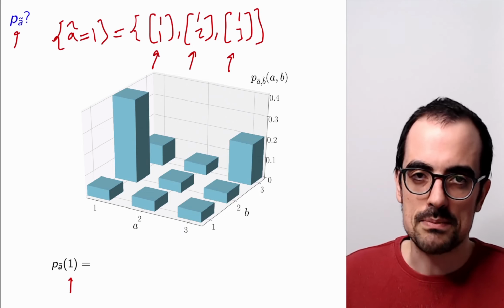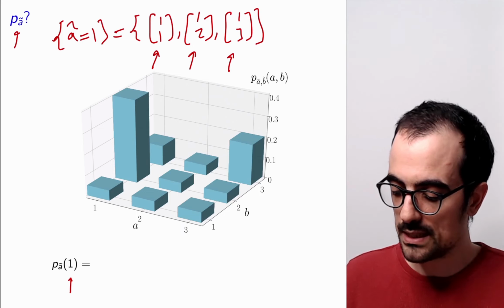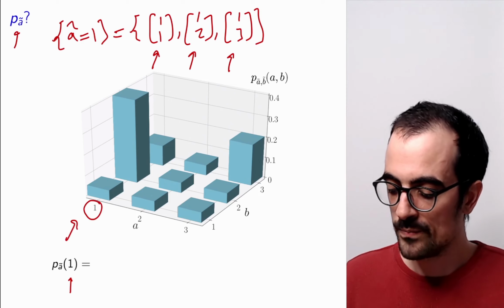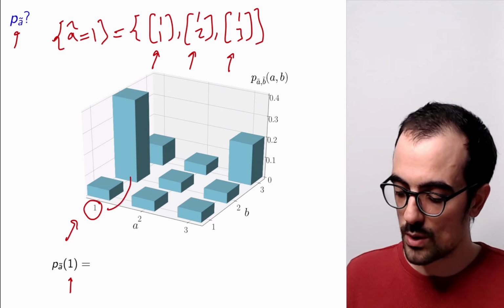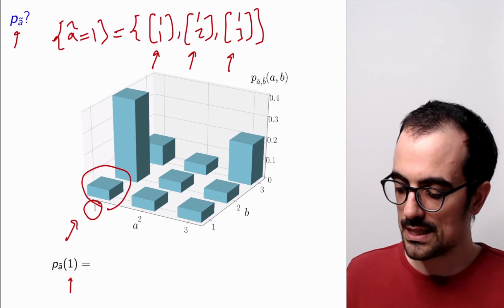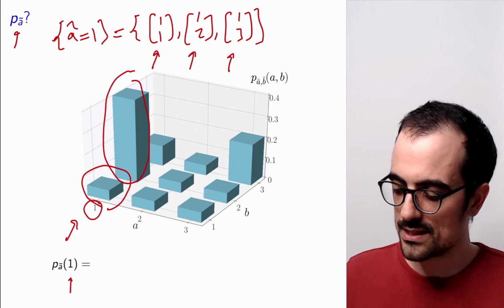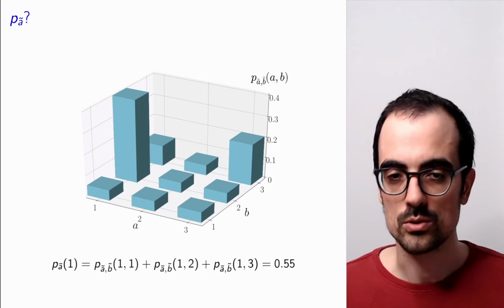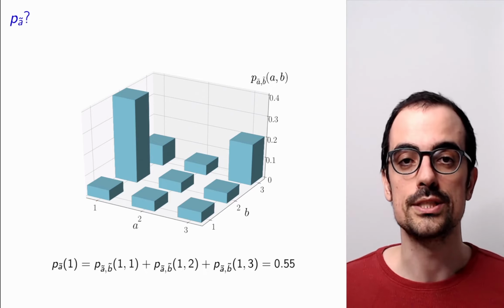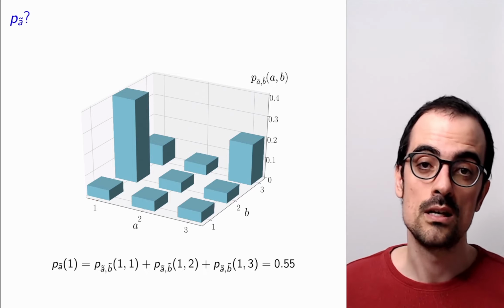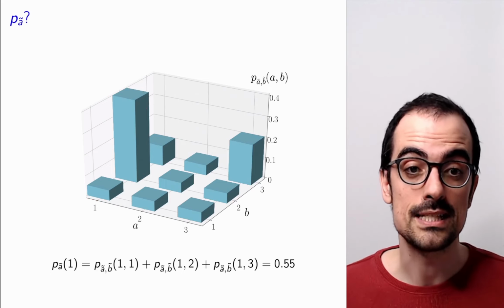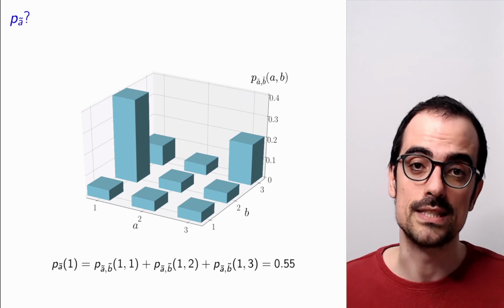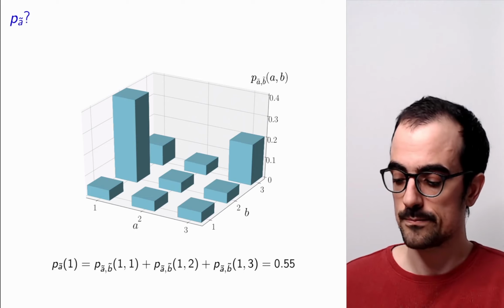So perhaps more intuitively, we want the probability that A is equal to 1. We sum the probability that A is equal to 1 and B is equal to 1, plus the probability that A is equal to 1 and B is equal to 2, plus the probability that A is equal to 1 and B is equal to 3. Those probabilities add up to 0.55. That gives us an entry in this marginal PMF, which is just the PMF of the individual random variable A.